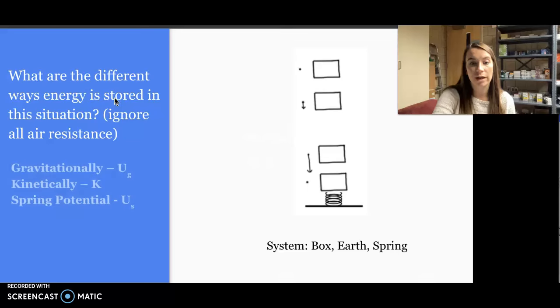And then how are we going to store that energy? UG, because of that change in height. K, because the box is moving. And US, because we're eventually going to compress that spring and store energy in that spring. So pause the video now and go ahead and fill out A, B, C, D pie charts, and then we'll check them in.